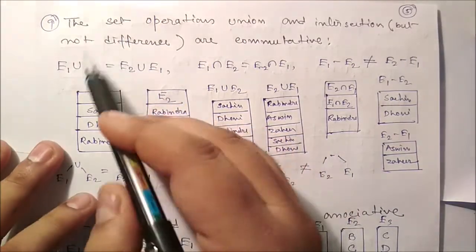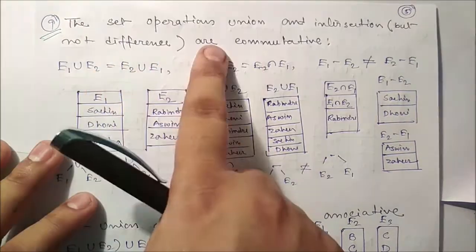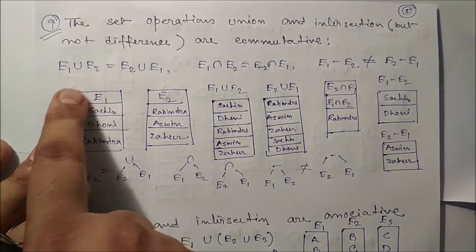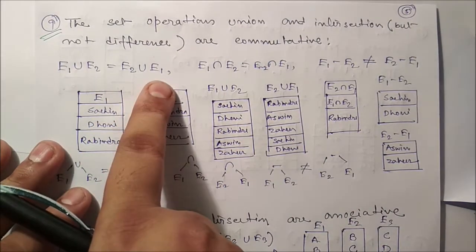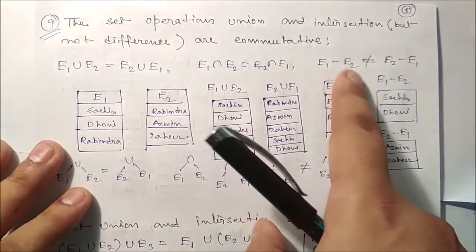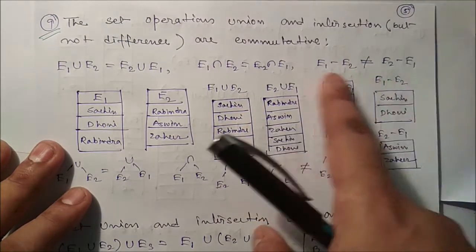Definitely in this case also the right part is better. Okay, ninth one: the set operations union and intersection, but not difference, are commutative. So E1 union E2 is equal to E2 union E1, or E1 intersection E2 is equal to E2 intersection E1, but E1 minus E2 is not equal to E2 minus E1. So it is not commutative.